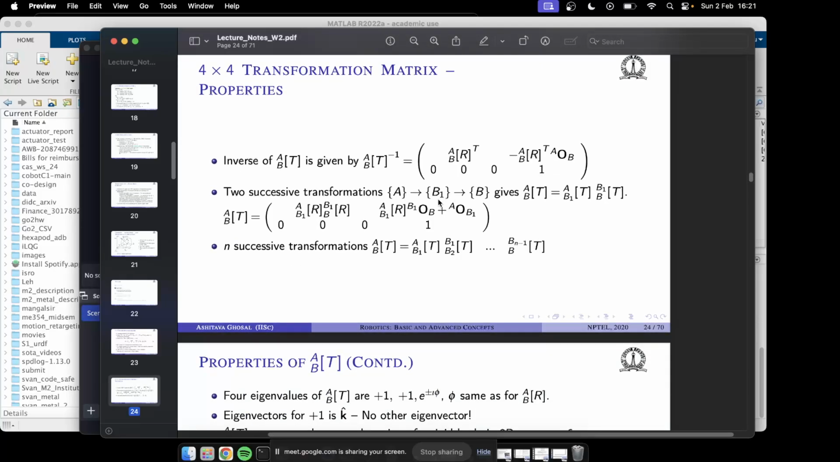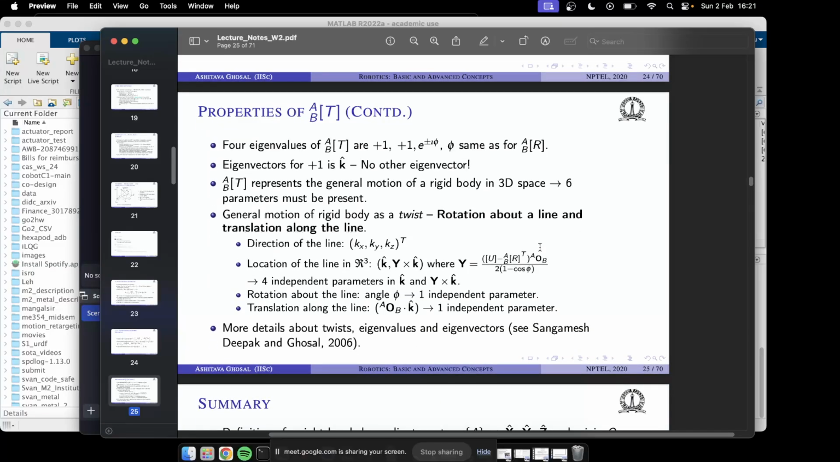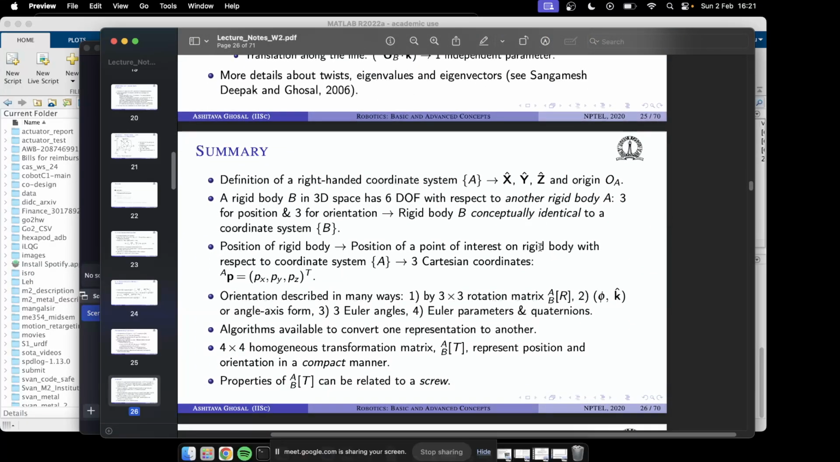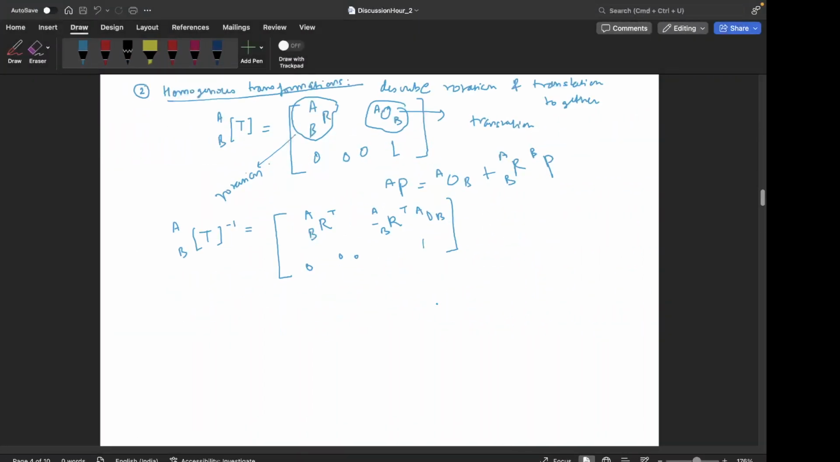And then again, successive transformations can be concatenated in the same way as we concatenated the rotation matrices. And n successive transformations can be represented like this. All right, so let's do a quick example problem again to walk you through the usage of the homogeneous transformation.